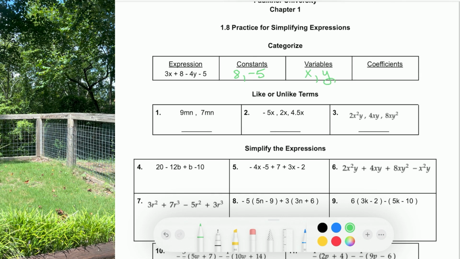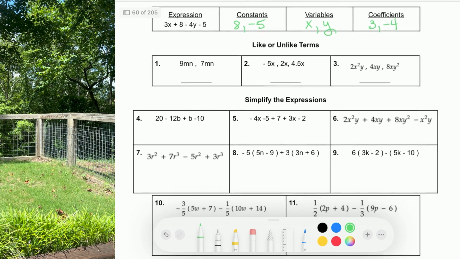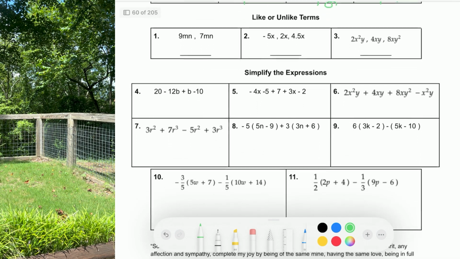The coefficients are the numbers that are connected to a variable or a symbol through multiplication or division. So we have 3 times x and we have negative 4 times y. So 3 and negative 4 are going to be our coefficients. Now let's look and see if we can decide what are like or unlike terms in this next group.